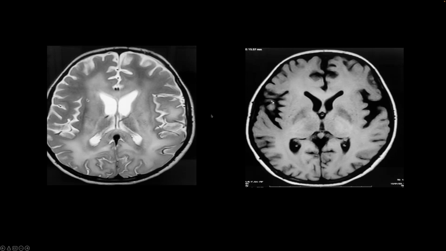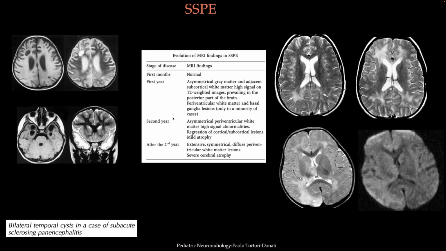So this is the T2 and FLAIR images. White and gray matter involvement, you can appreciate that the white matter is similar to our case, but without the cystic degenerative changes. That was a case of SSPE. From literature, I could find that a few cases have presented with cystic degeneration in SSPE, but not as extensive as seen in our case. So that is one of the differences I thought of.